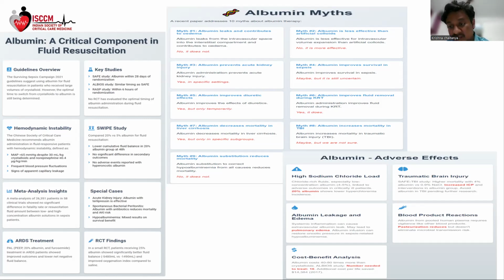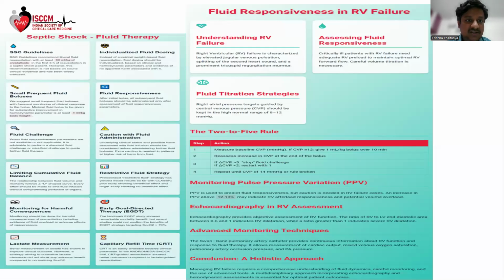At the same time, there is cost effect. There is sometimes albumin leakage. There is traumatic brain injury. It is not preferred. Okay. Coming to septic shock, we have already discussed. Individualized fluid dosing is being stressed nowadays. Fluid challenge, along with hemodynamic monitoring, restrictive fluid strategy, all should be measured.